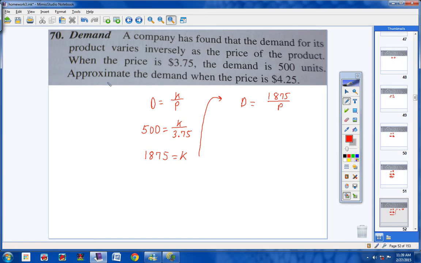Now, approximate the demand when the price is 4.25. So where p is, I'm going to put 4.25, okay? And I'm going to solve for d. So where p is, I put 4.25. Divide these two numbers out, and d would equal 441.18. So when the price is $4.25, the demand is going to be 441.18 units of whatever it is you're making, okay?